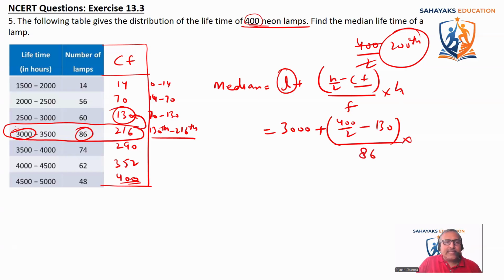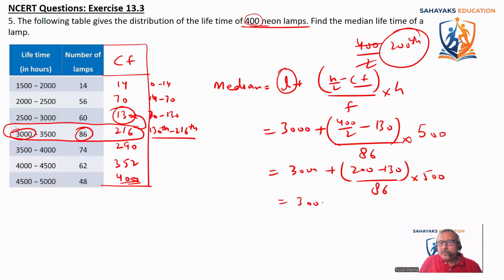And h is the class size. What is the class size? 3,000 to 3,500 is 500. 3,500 minus 3,000 comes out to be 500. So let's compute it. This is 3,000 plus (200 minus 130) divided by 86 into 500. So it becomes 3,000 plus 70 divided by 86 into 500.